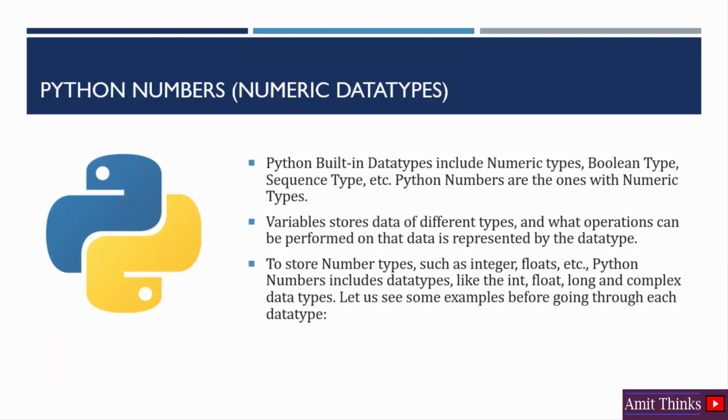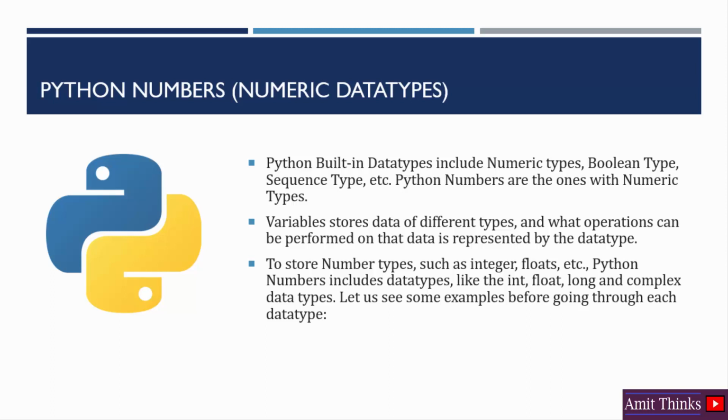Let's begin. So Python built-in data types basically include Boolean types and numeric types. Since we are talking about Python numbers, it includes the numeric data types, to store number types like integer, float, hexadecimal, octal, and others.